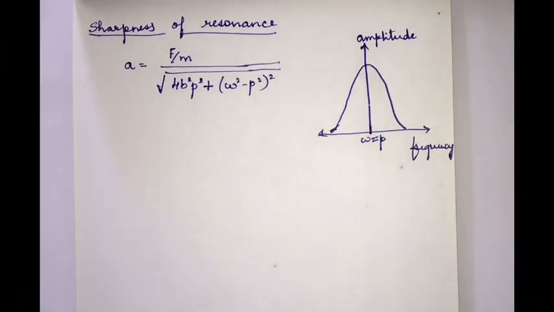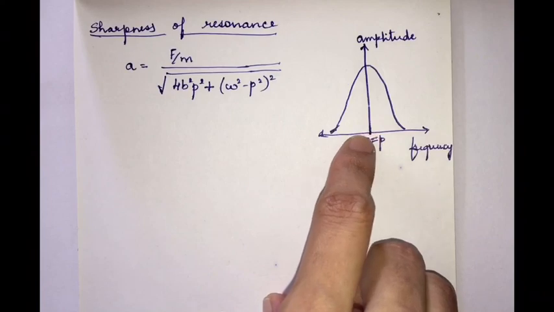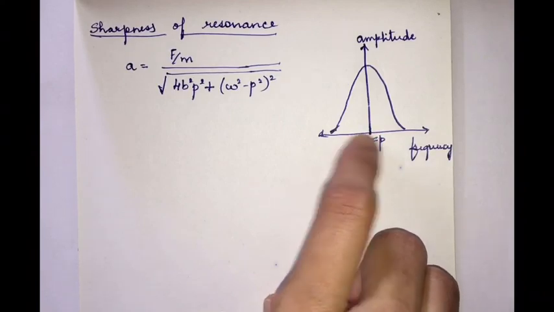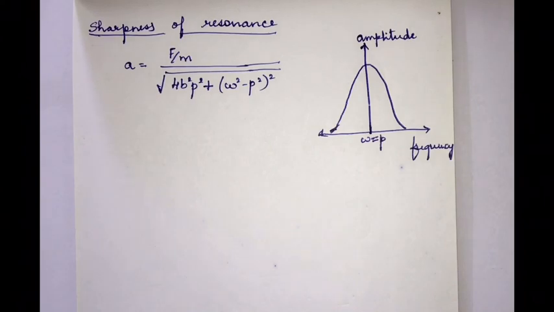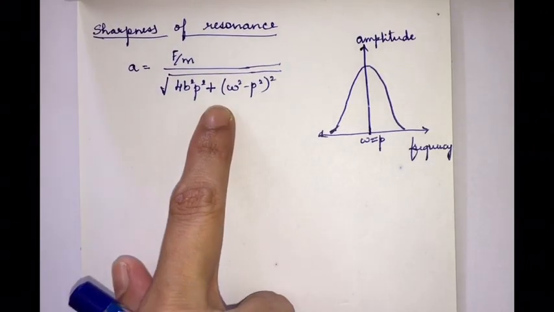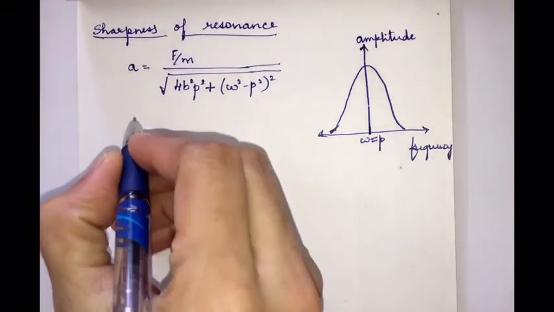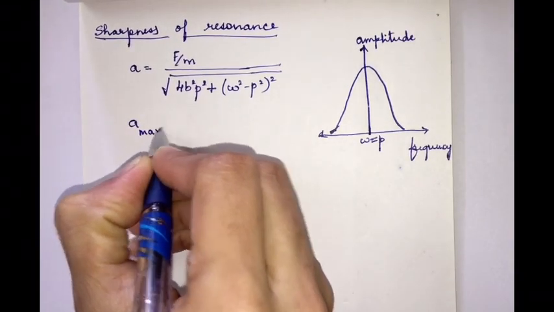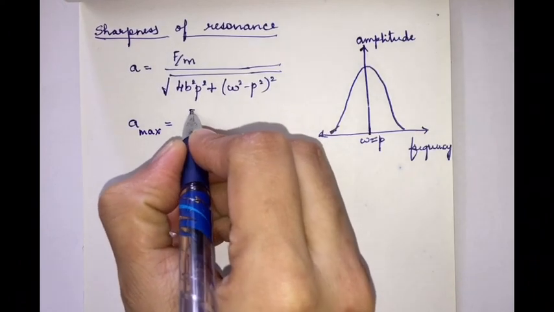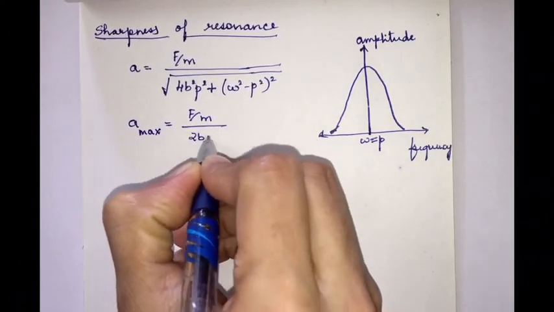Then what is sharpness of resonance? It is the rate at which the amplitude changes corresponding to a small change in the frequency of the applied external force at the stage of resonance. So if I vary the applied frequency a little, then the amount by which the amplitude changes is called the sharpness of the resonance. To discuss this, let us consider the equation for the amplitude, and we know that at resonance the amplitude is maximum, and that is given by F by m by 2b omega.